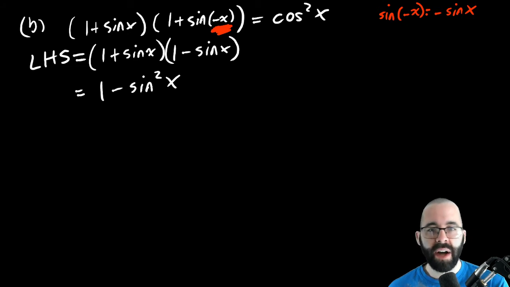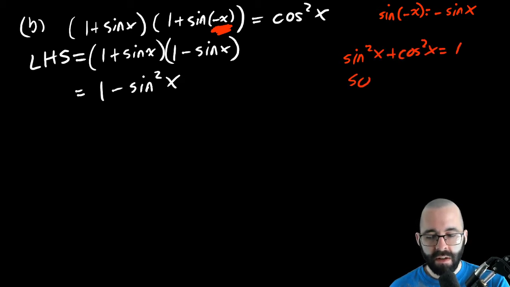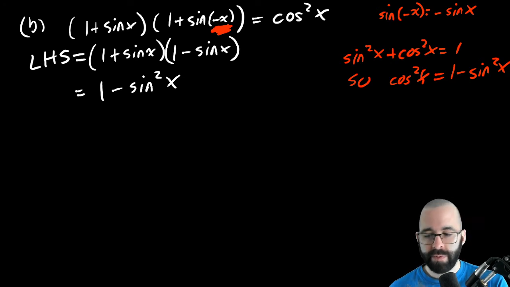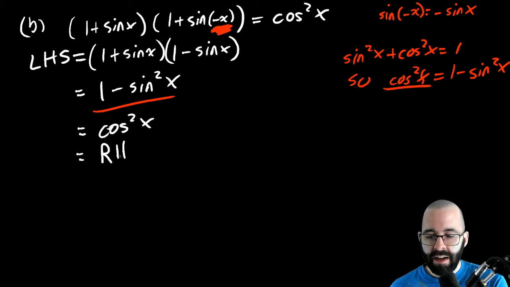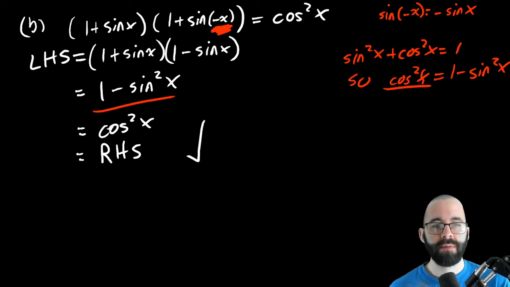Oh, Pythagorean identity comes in again. All right, sine squared of any angle plus cosine squared of that angle equals 1. So if we subtract sine squared from both sides, cosine squared of any angle is 1 minus sine squared of that angle. Same thing. This is equal to cosine squared of that angle by the Pythagorean identity. And that is the right-hand side, which is exactly what we wanted.